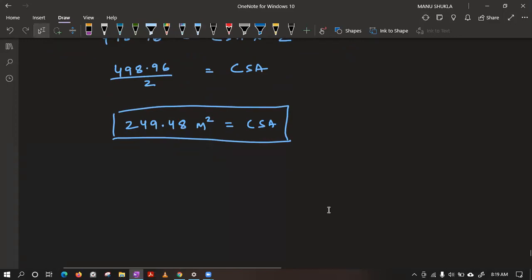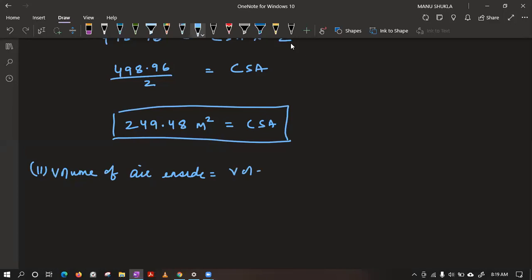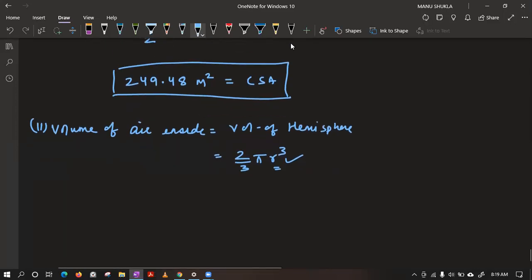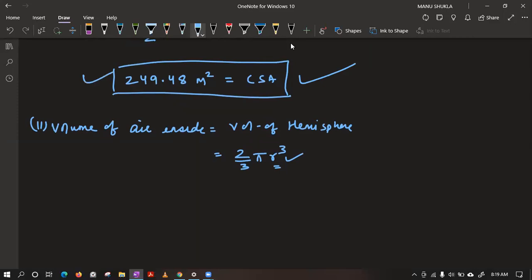Okay, now to find the air inside the dome, we just have to find the volume of this hemisphere. So the volume of air inside will be just given by the volume of the hemisphere. And we all know the formula, that is 2 by 3 pi r cube. Just put the value. For that you need the value of radius, and we don't know it. For that we need to do one more step, because we know this thing, we can easily find the radius.